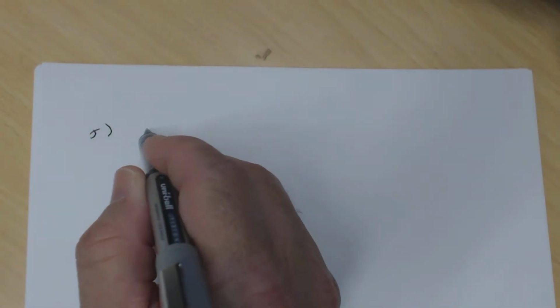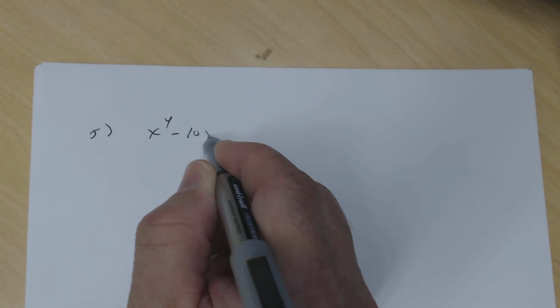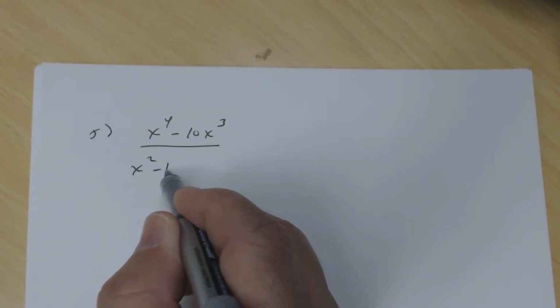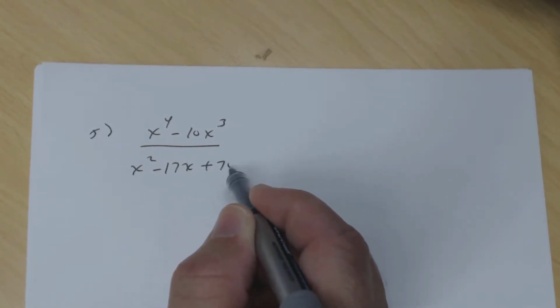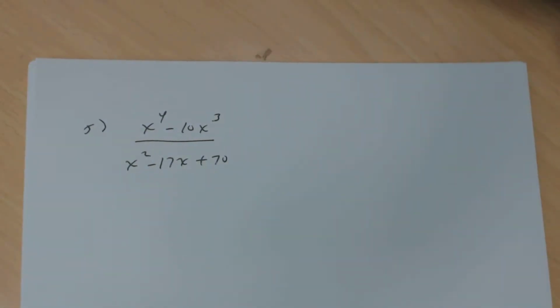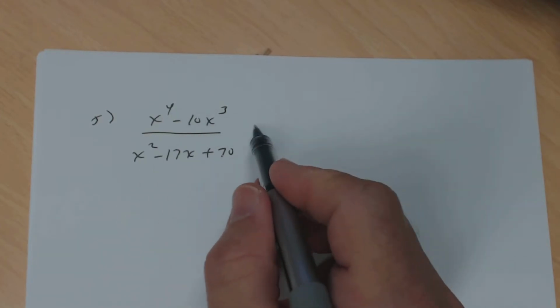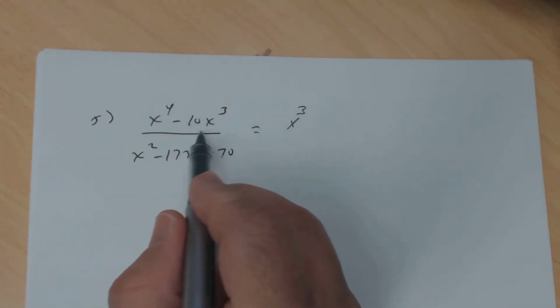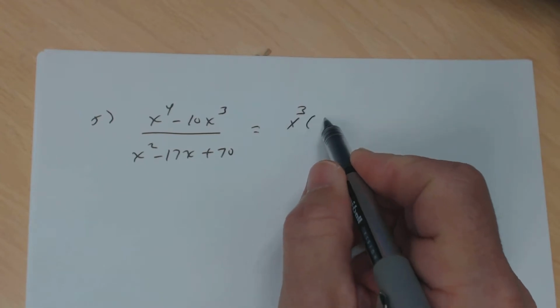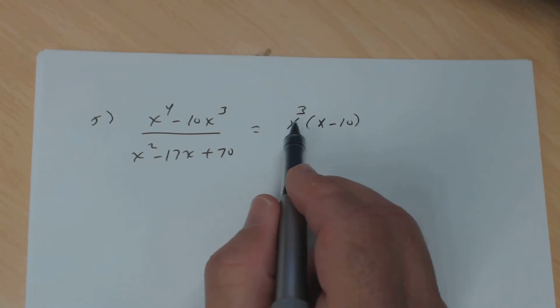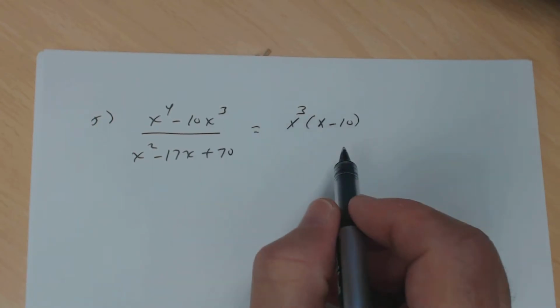Suppose we had x to the 4th minus 10x cubed divided by x squared minus 17x plus 70. So x to the 4th minus 10x cubed divided by x squared minus 17x plus 70. All right, in the numerator, I can take out an x cubed. So I'm going to get x cubed. Remember, always use the GCF. x cubed times x minus 10, because x cubed times x is x to the 4th, and x cubed times a negative 10 is a negative 10x cubed.